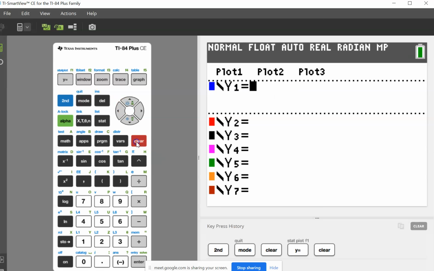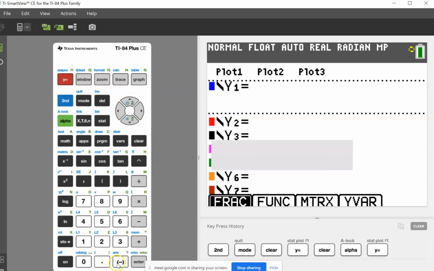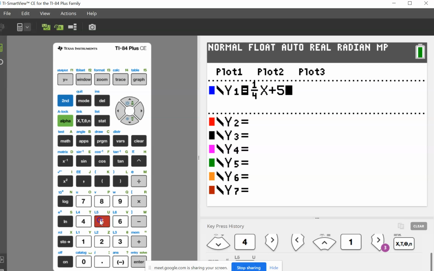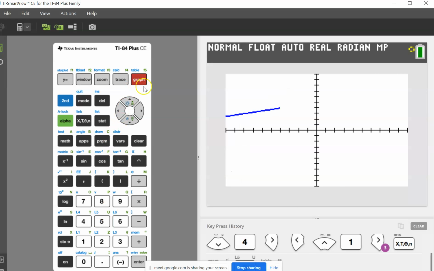So on y equals, I'm going to do my fraction 1/4. Oh, wait a minute. Where did my 1 go? 1/4. Go beside of it. You have to make sure the cursor's blinking on the outside. The key to the right of the one that says alpha, the very first thing is an X. Always use that key for your X. And then we have plus 5. If you press graph, it'll let you view it.